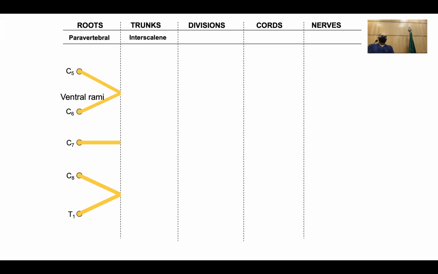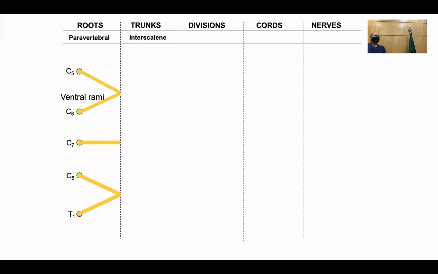So now, where do I find the trunks? Interscalene. What is this interscalene thing? Scalene is a muscle. These are the muscles which are located in my neck. We have anterior scalene, middle scalene, posterior scalene. You need not learn them today. Don't get stressed. If I have to look at the trunks, they will be found between these muscles.